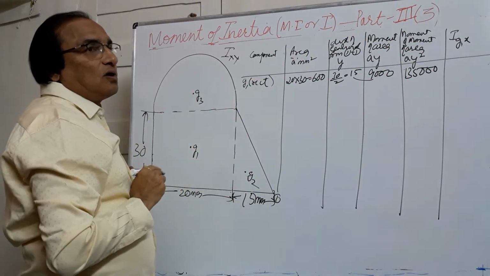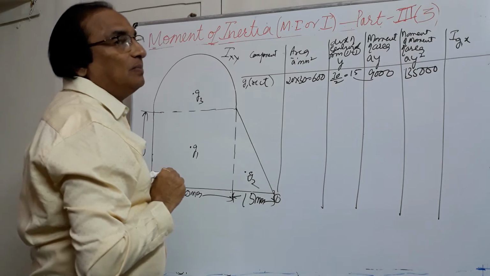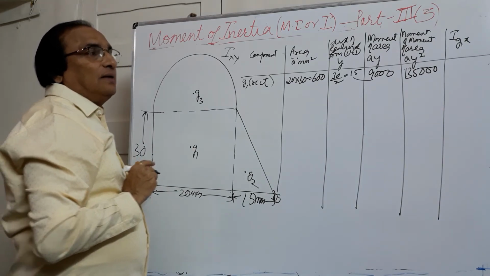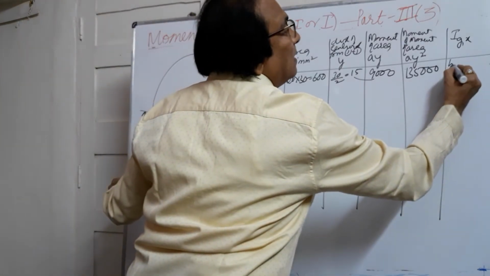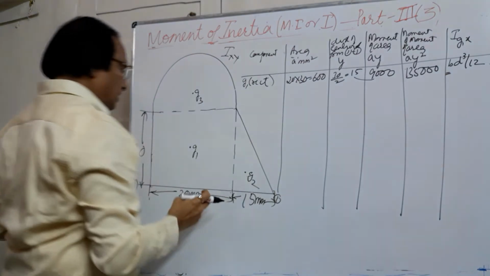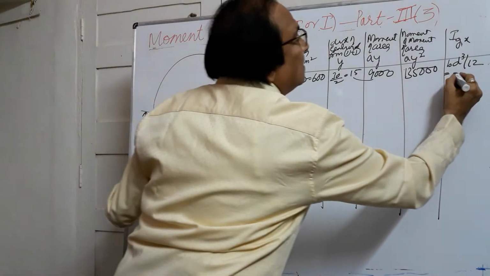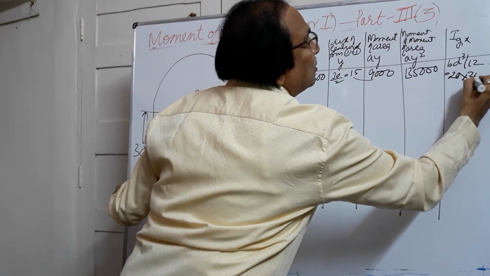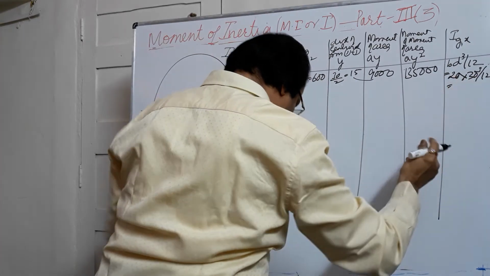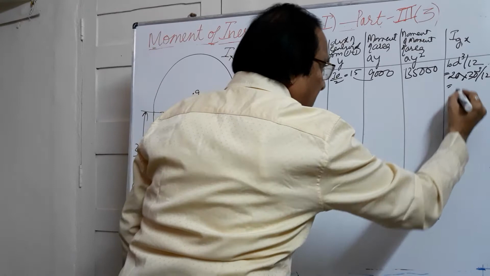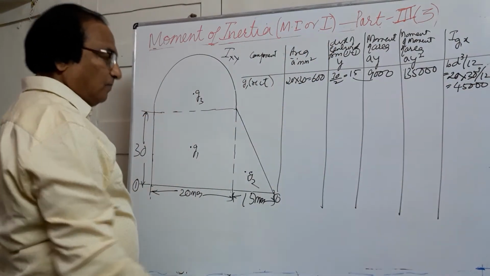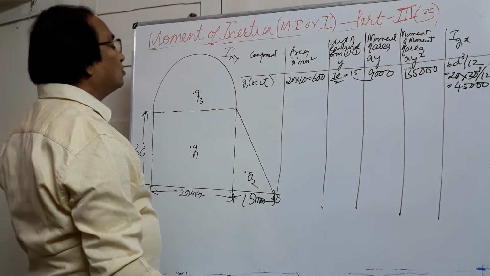In the last column you are supposed to remember the moment of inertia. We know the moment of inertia for a rectangle is bd³/12. So this is equal to, here b is 20, depth is 30 cubed divided by 12. If you simplify this, you get the moment of inertia as 45000.